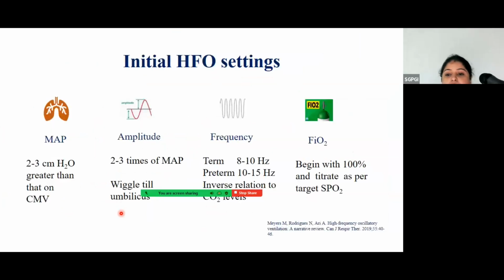For the initial high frequency settings, the mean airway pressure should be initiated at 2 to 3 centimeters of water above that on conventional ventilation. The amplitude should be 2 to 3 times the mean airway pressure, which is subjectively demonstrated as a wiggling response. Frequency in term babies ranges between 8 to 10 hertz, and in preterms between 10 to 15 hertz. FiO2 begins as per the requirements on conventional ventilation, should be higher than that, and is titrated as per the oxygen levels.